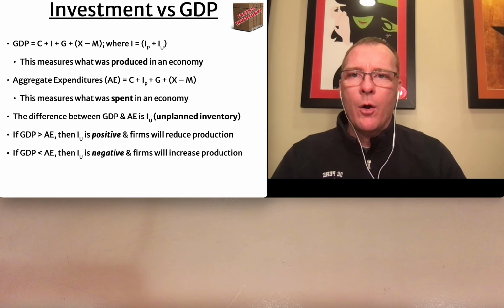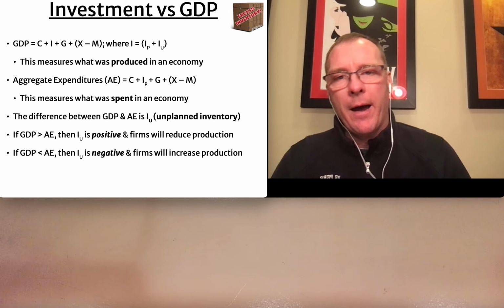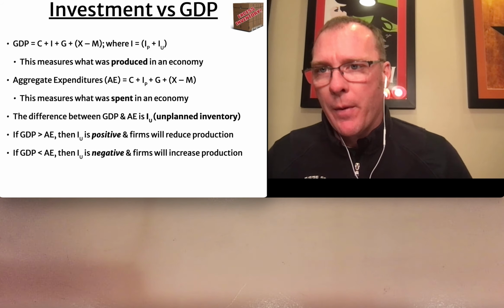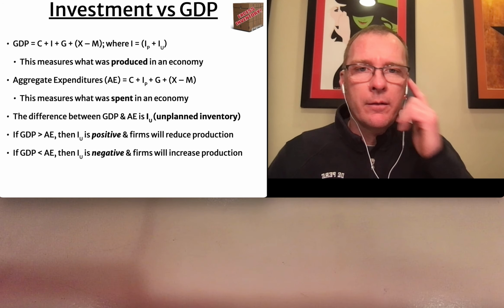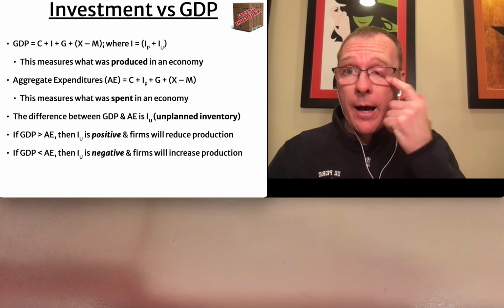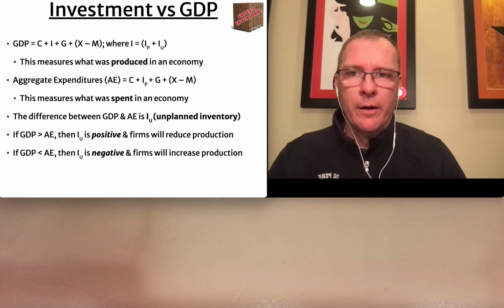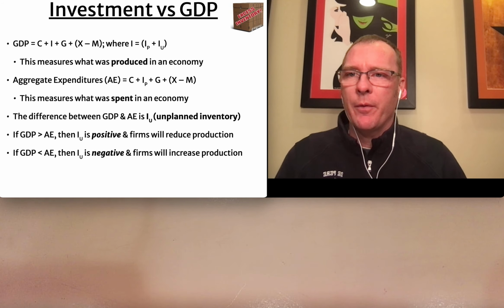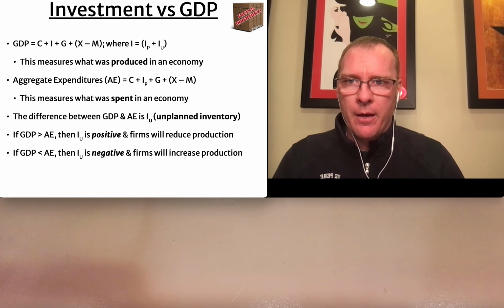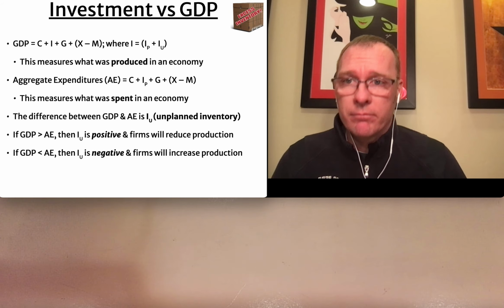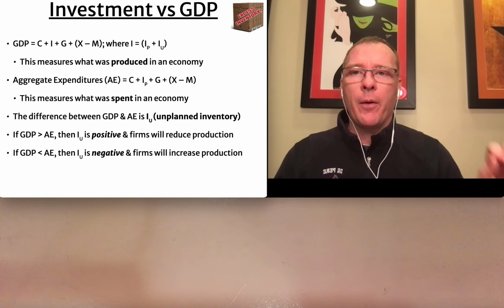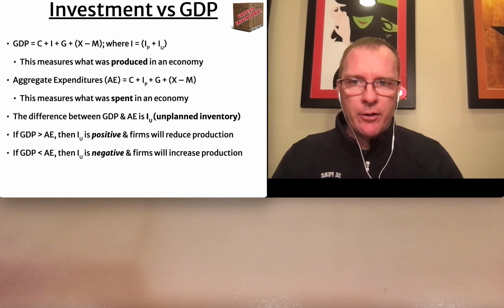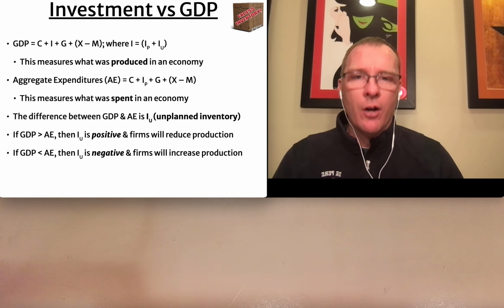So how does that work? Well, my GDP, if you go back to that, is consumption plus investment plus government spending plus your net exports. But now I is your planned and unplanned inventory. So this measures what really is produced in an economy. When you think about aggregate expenditure, aggregate expenditure is your GDP, but we're talking about the planned inventory in there. The difference between GDP and your aggregate expenditure is your unplanned inventory.